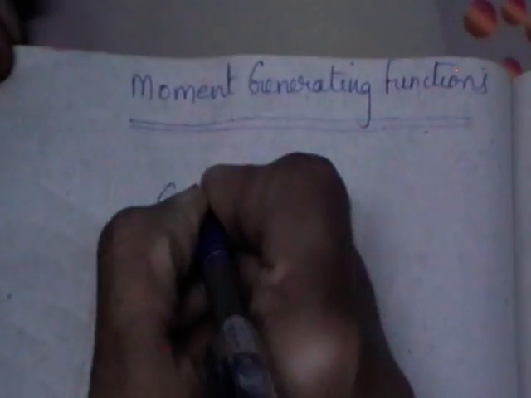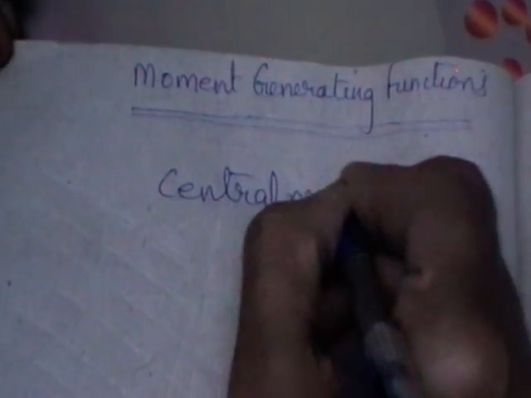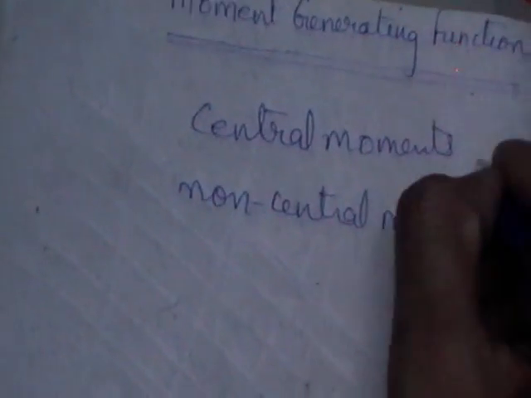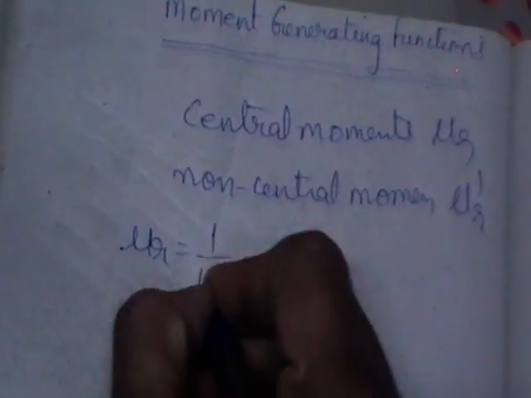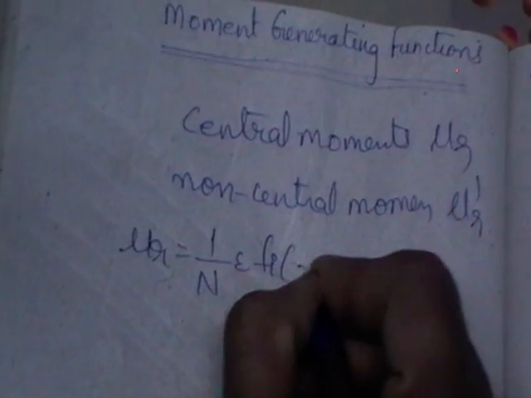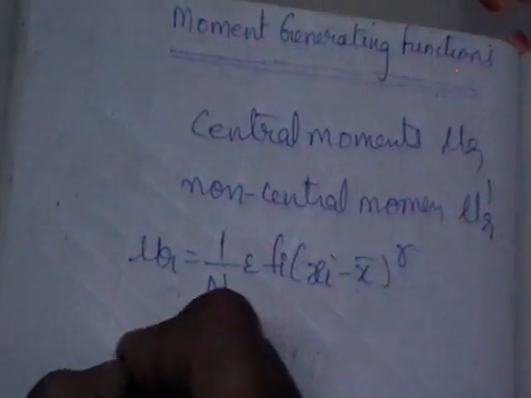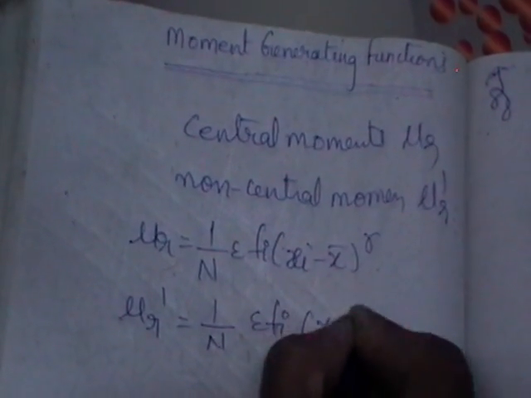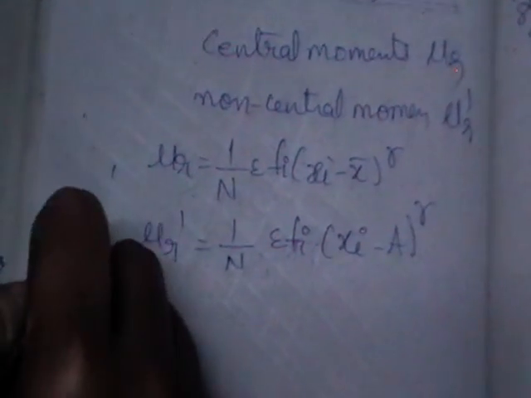Name itself tells that these are the functions which are used to generate moments. What are moments? You have two types of moments called central moments and non-central moments. So to calculate moments, we indicate these with mu r and these with mu r dash. The formula for mu r is nothing but 1 by n sigma, these are the deviations about mean, xi minus x bar whole power r. These are nothing but deviations about a fixed point, say A. So these are nothing but central and non-central moments.